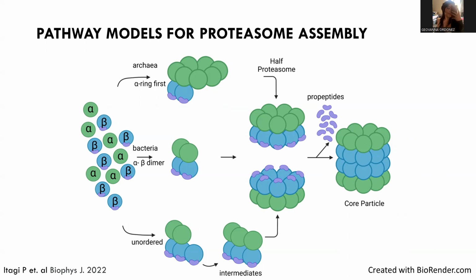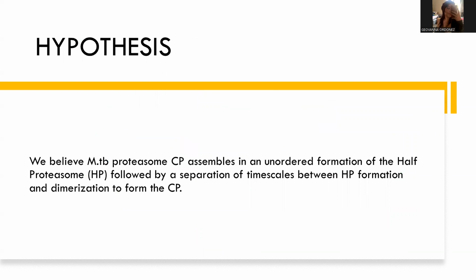So we believe that MTB proteasome core particle assembles in an unordered formation of the half proteasome following a separation of timescales between half proteasome formation and dimerization to form the core particle. In the case of MTB proteasome core particle assembly, we don't know if it follows bacteria assembly accepted widely in literature or an unordered formation seen in Rhodococcus. We are essentially asking, how does the half proteasome know how to dimerize, but not dimerize with near intermediates? Basically, how does it know how to assemble to create this core particle?